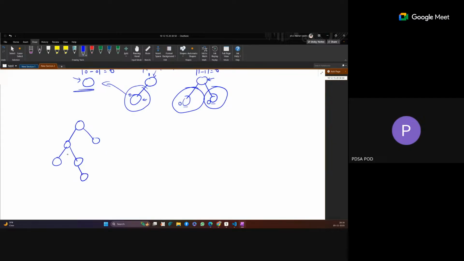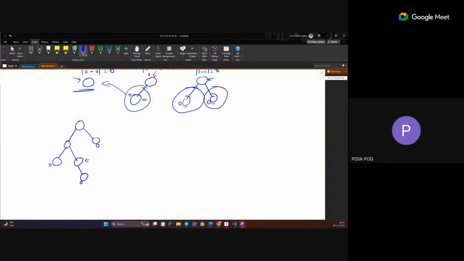Okay. So now see this type of example. Let's calculate the balance factor for each node. So leaf node is 0. This is leaf, this is leaf, 0 balance factor for each. Now the balance factor for this. The balance factor for this: left is 0, right is 1.